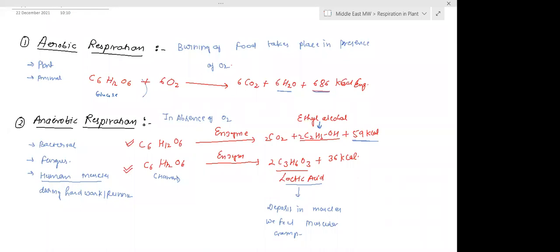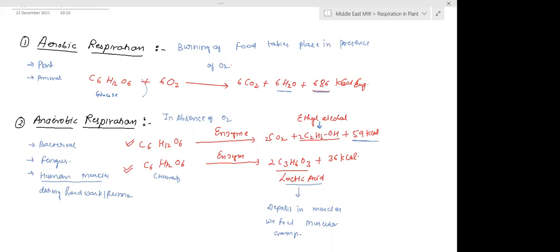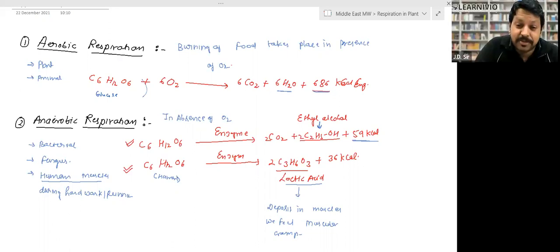But in human muscle it does not take place. One more very interesting thing I want to tell you. There are certain kinds of people, basically found in North America. When those people eat food, formation of alcohol takes place in their stomach. Free alcohol, and they get into that drunk kind of condition.